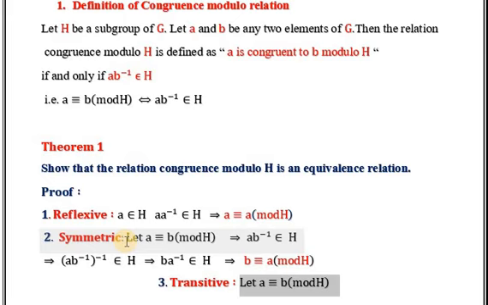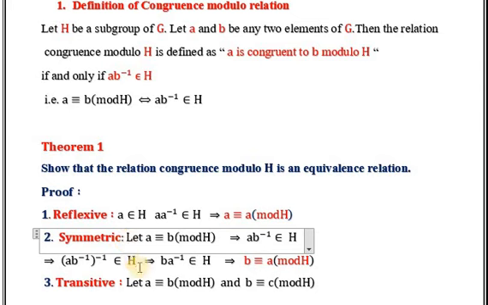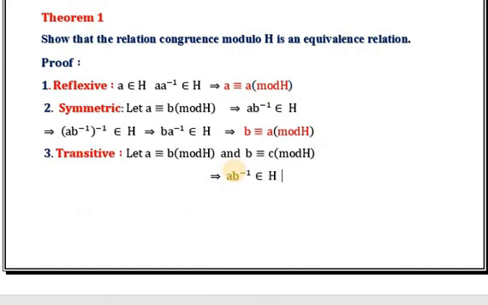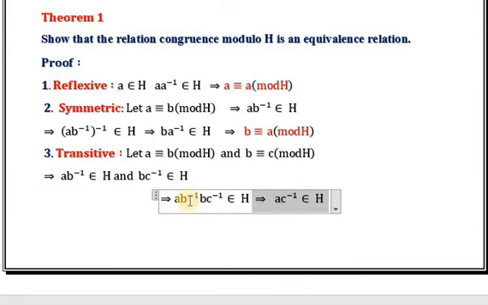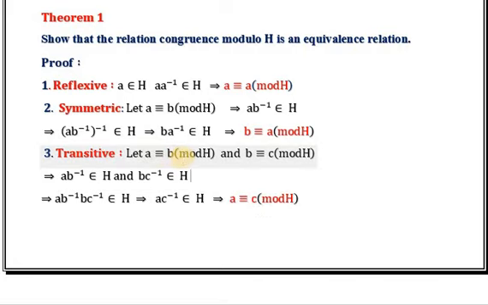Transitive. Let us take A is congruent to B mod H and B is congruent to C mod H. Then this implies AB inverse belongs to H and BC inverse belongs to H. This further implies AB inverse, BC inverse belongs to H implies AC inverse belongs to H. This is transitive. A is congruent to B mod H and B is congruent to C mod H, which implies A is congruent to C mod H.